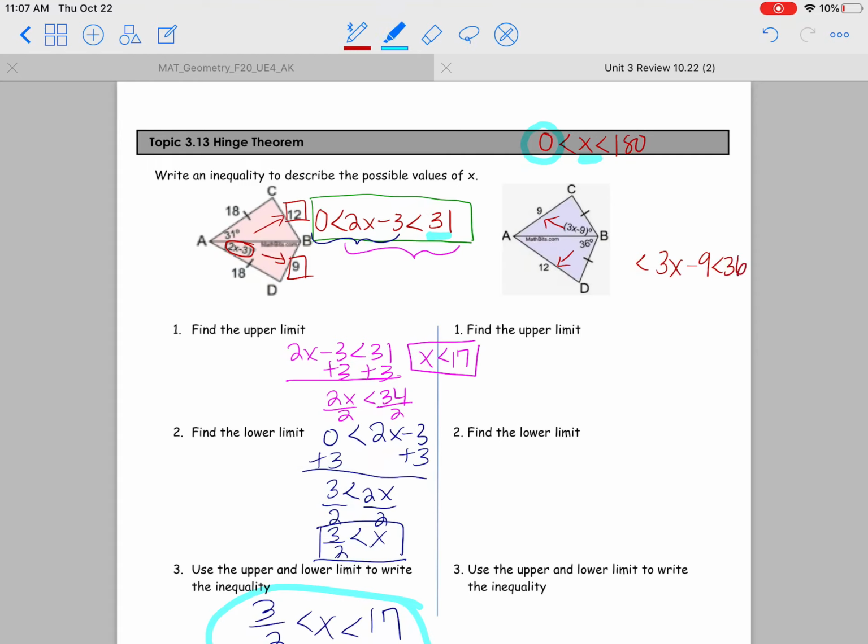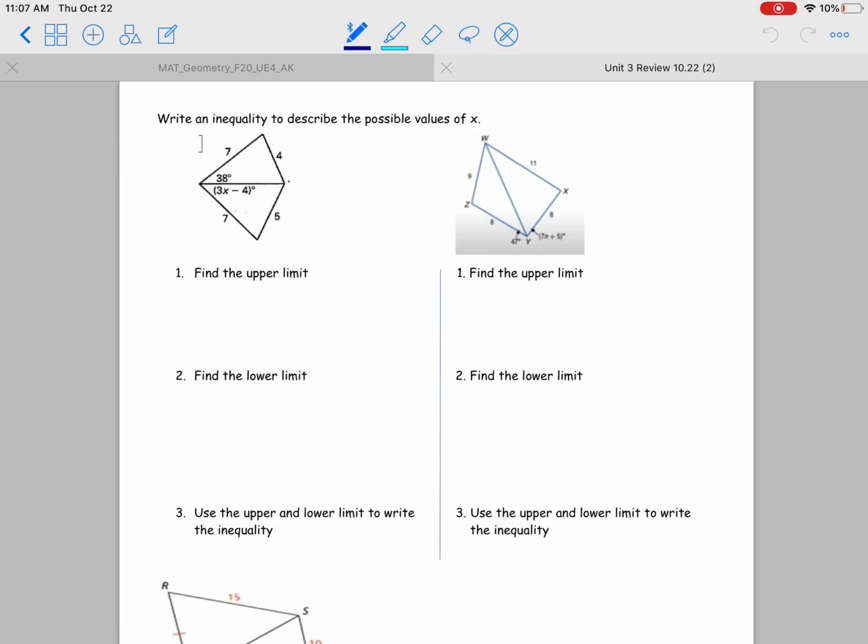But then I know that this angle right here, 3x minus 9, has to be greater than 0. So that's going to be my lower bound. So then what I do here is I separate this compound inequality into two different ones. So my upper limit is 3x minus 9 less than 36. And for my lower limit, I use the second part of my compound inequality, 3x minus 9 has to be greater than 0. And then you solve, okay? But notice, it's not always going to be that 0 that you're going to be using, right?